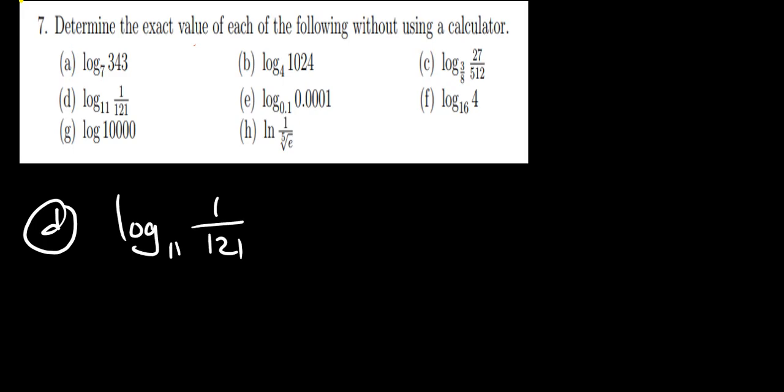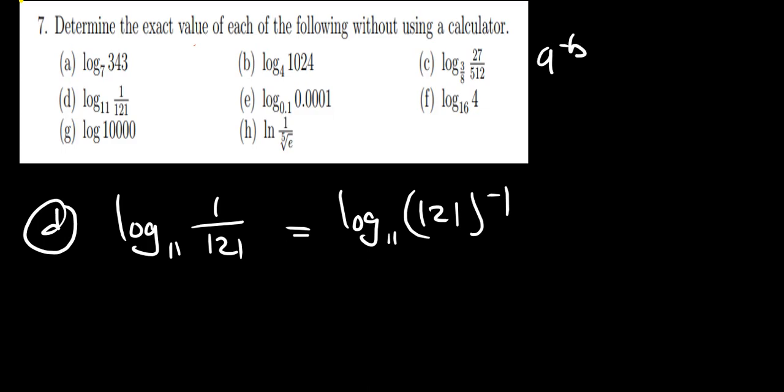So D, we have log base 11 of 1 over 121. This is the same as log base 11 of 121 to the power minus 1. By the laws of indices, we know that if we have a to the power minus b, this is the same as 1 divided by a to the power positive b. That is what I used to change this into this.